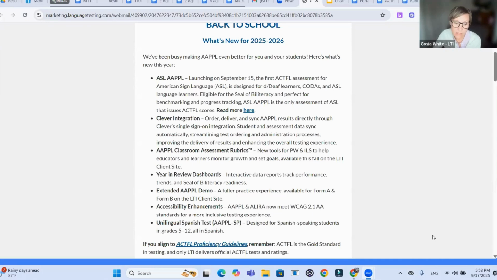And of course, the content was refreshed. The content on the Apple is refreshed every year. So starting Monday, if you are administering the test after this Monday, you are getting the refreshed content. So lots of great resources.